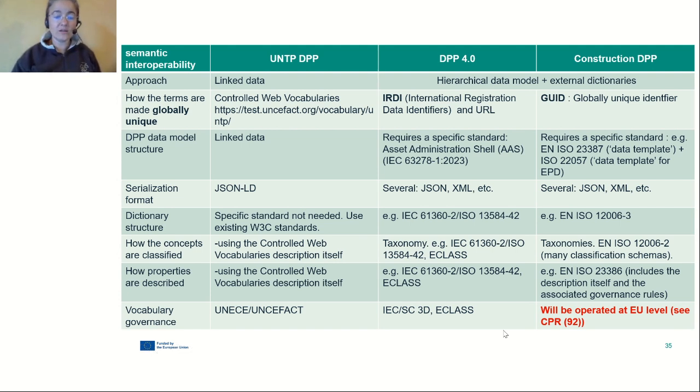There's one important point, though: the construction products regulation that was adopted in the EU in the fall of 2024 states that a European level dictionary will be required for the construction products regulation. And here we can rejoice, because this means that the European Commission has decided to adopt semantic interoperability approaches for the construction products DPP.